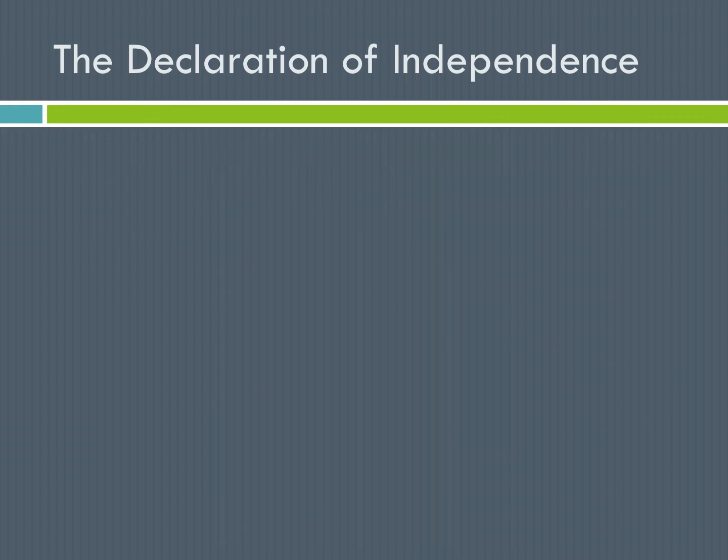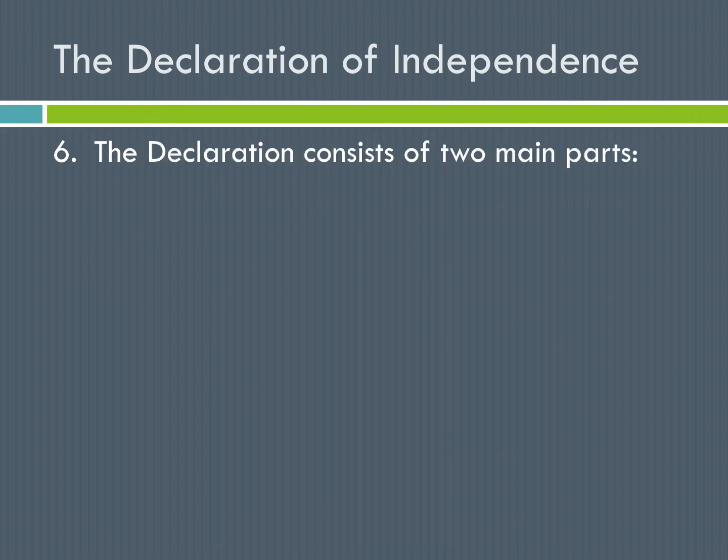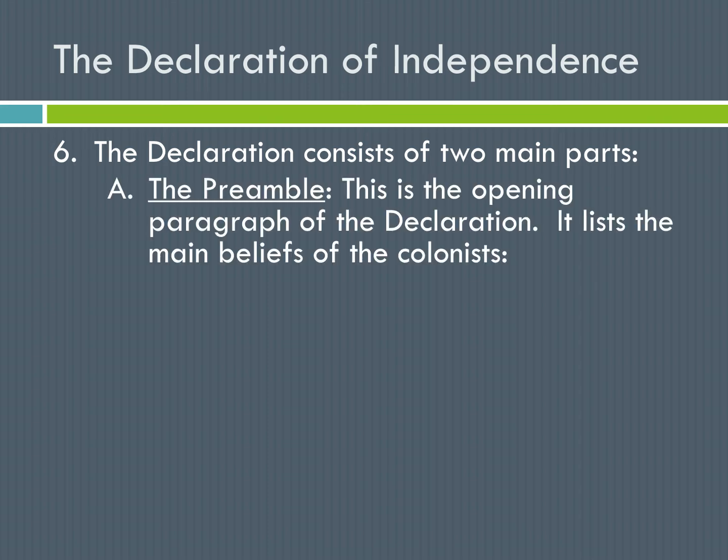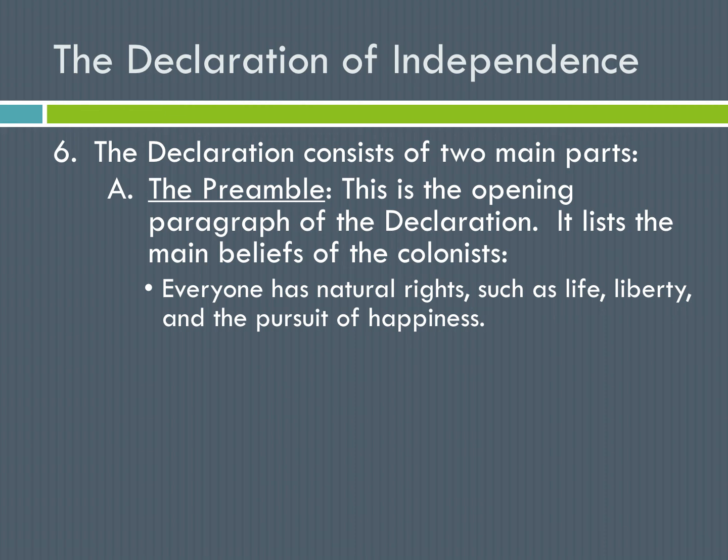When you look at the Declaration of Independence itself, it has two parts. The first part is called the preamble. This is the opening paragraph of the Declaration of Independence. And in it, Thomas Jefferson is espousing the main beliefs of the colonists. And here we're going to see those Enlightenment ideas coming back. So the preamble says that everyone has natural rights, such as life, liberty, and the pursuit of happiness.